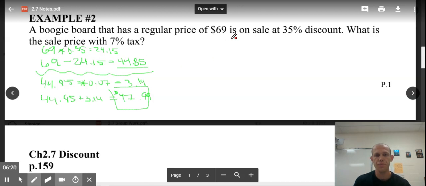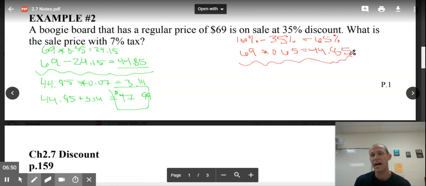We use method 2. Well, first, we don't have to pay a full 100%. We only have to pay 65% because 35% is taken off for us. So let's find what that is. So 69, what's 65% of that? That is $44.85.